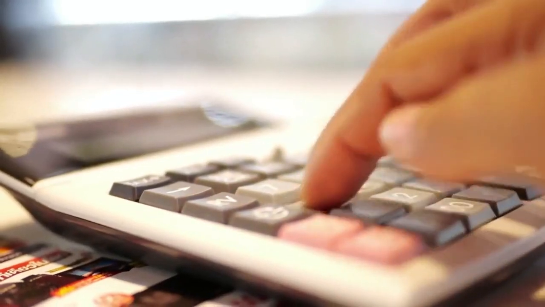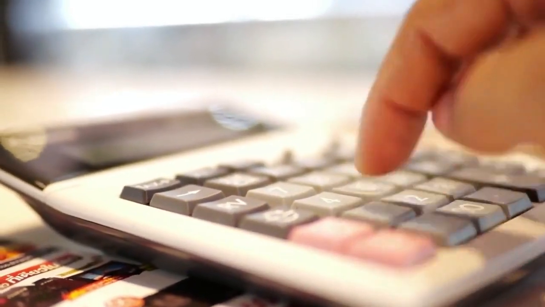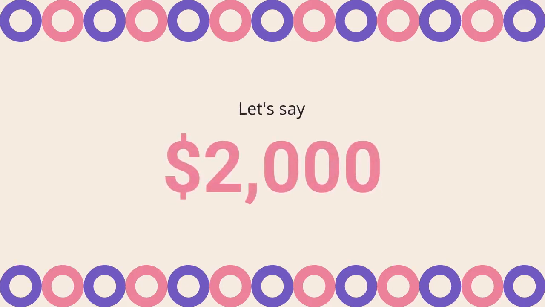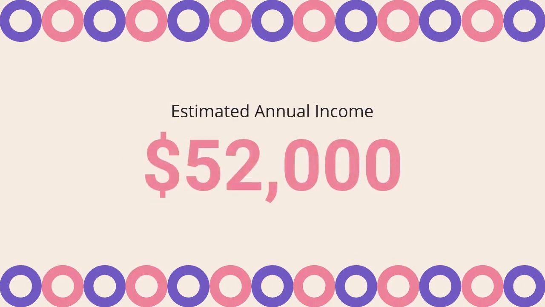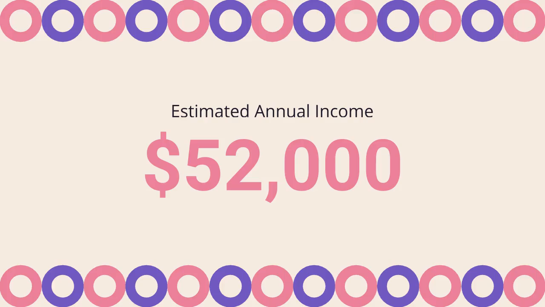First, your employer takes your gross pay for the pay period. Let's say it's $2,000 and you're paid bi-weekly. They need to figure out what your annual income would be, so they annualize it. In this case, they'd multiply $2,000 by 26 pay periods, giving them an estimated annual income of $52,000.